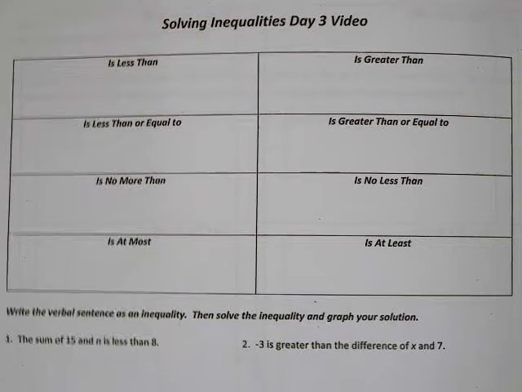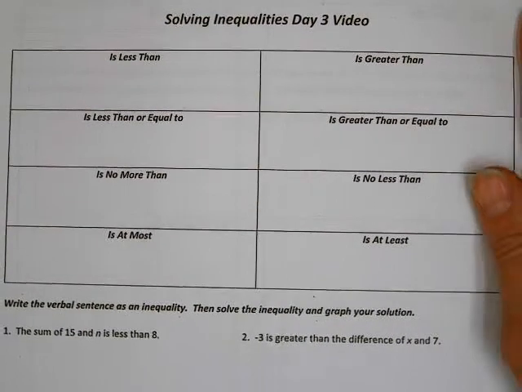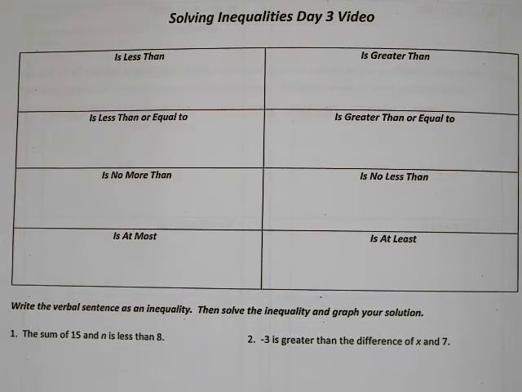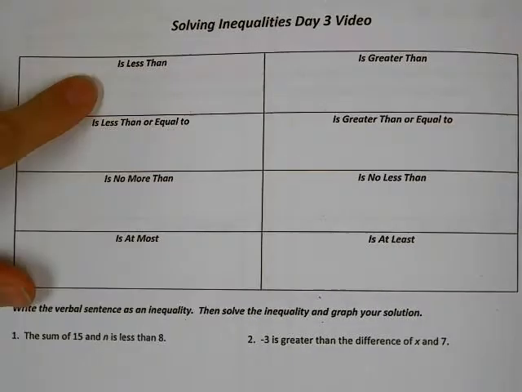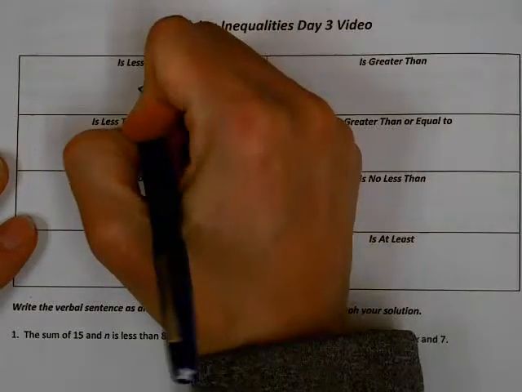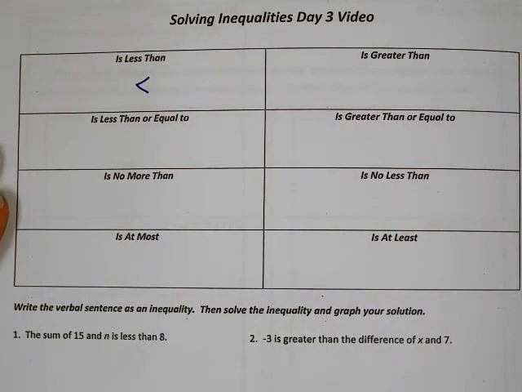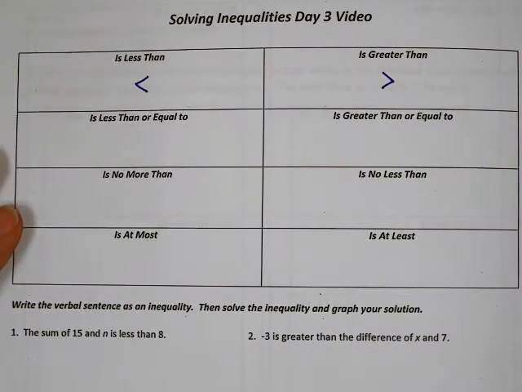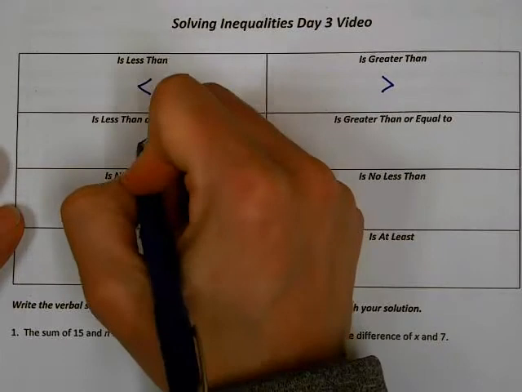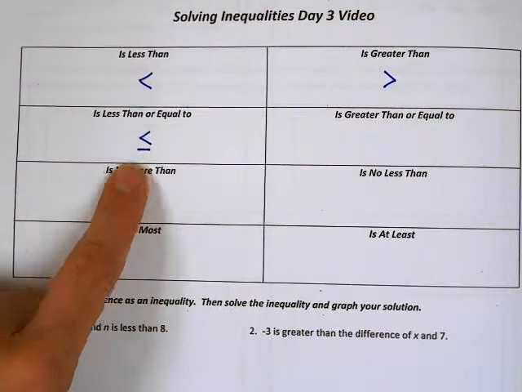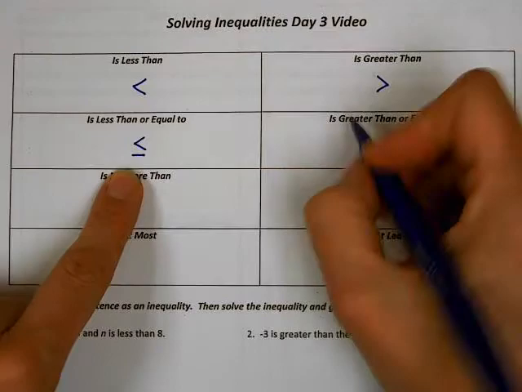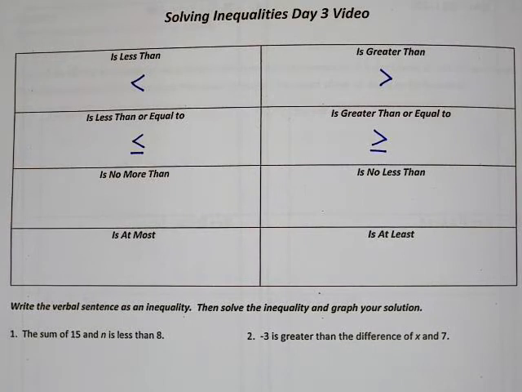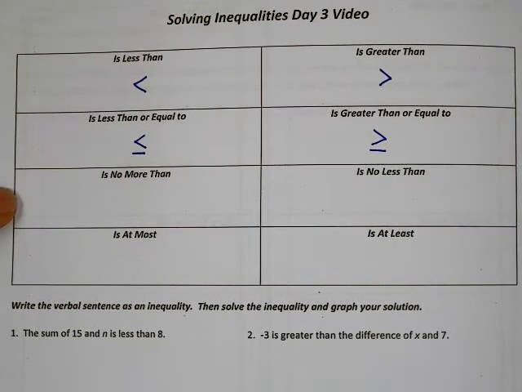So first we're just going to do a quick review of some keywords that you might see in these problems and what symbols go along with them. So when we see the words is less than, we know we're going to use our inequality symbol for less than. Is greater than will look like that. Less than or equal to, we're going to take our less than and add the line underneath. And then same thing for is greater than or equal to. Now those are really straightforward. Here's where we might have to think a little bit more.